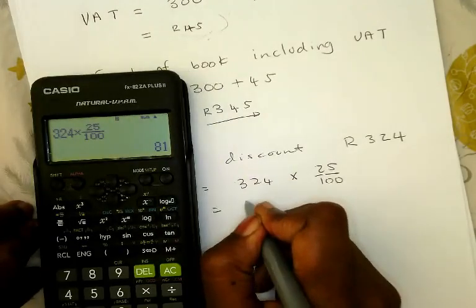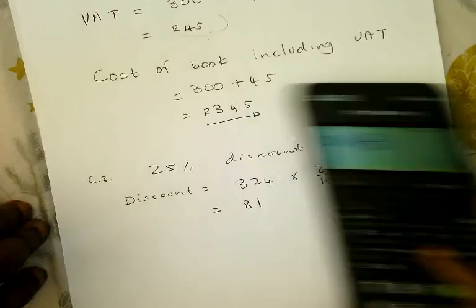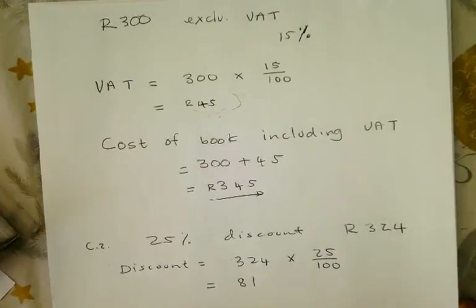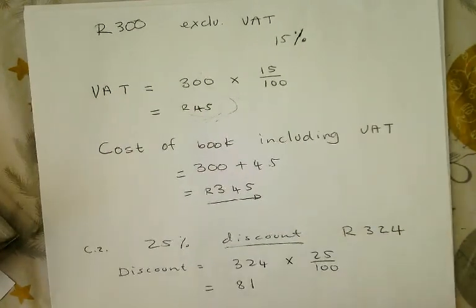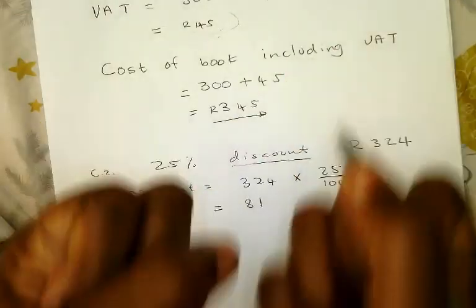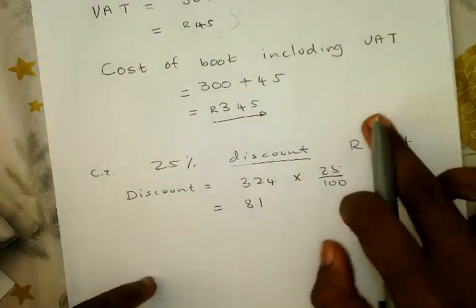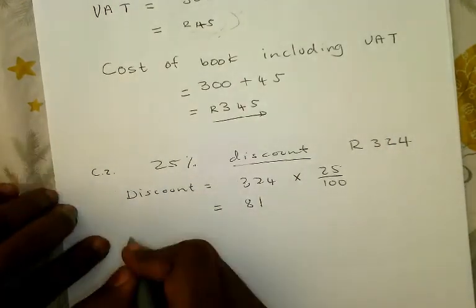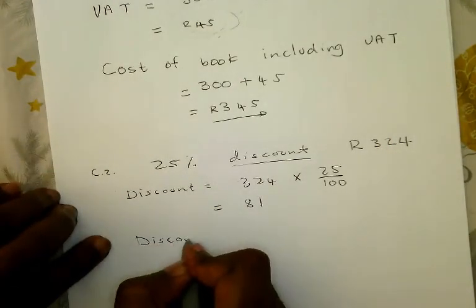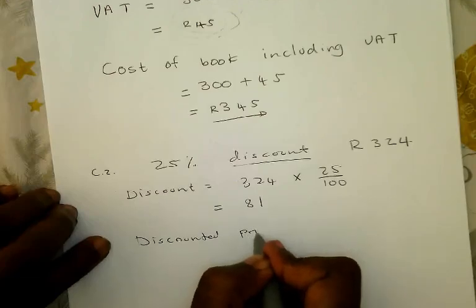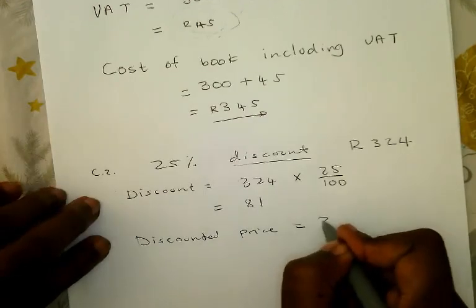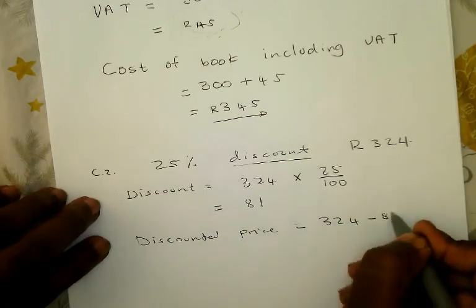So now, you need to be able to differentiate. A discount is money that is being removed. Can you see my hands? Removed from the original price. So the discounted price will be the original price minus 81 rand. They're giving you a discount.